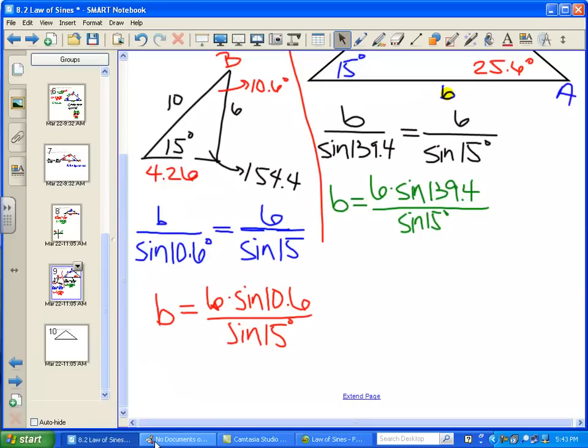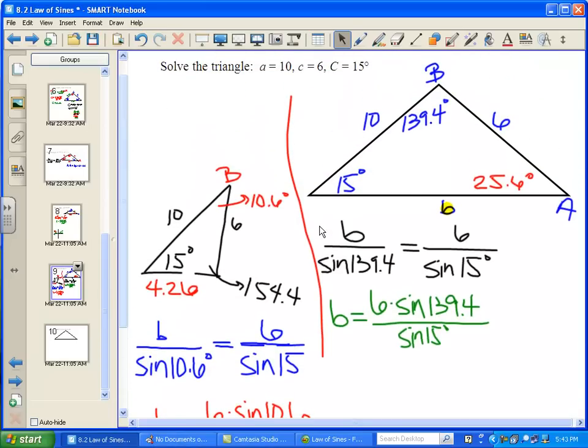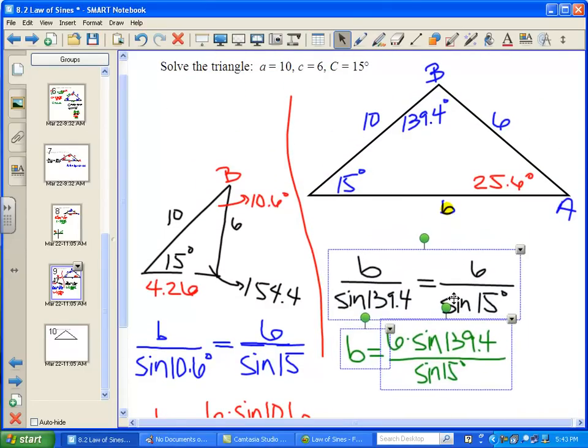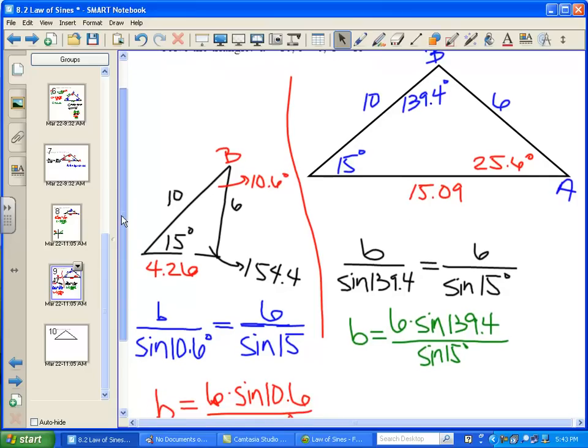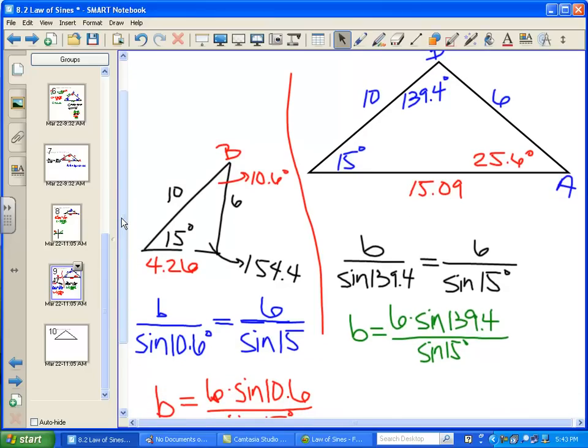So if I go back here, to the first triangle that I set up, we can replace B with 15.09. Okay, so in this case, setting up that second triangle with that second quadrant angle actually worked because it provided us with enough room to get that third angle B.